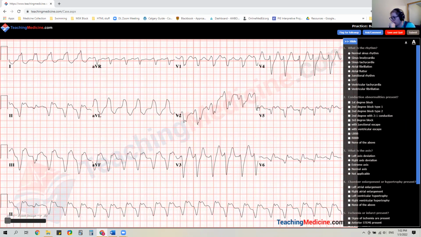So there's a QRS, QRS, QRS, and so on. So this QRS is down going, so it's negative in lead 1. This was a QRS. And this QRS is down going, so it's negative in lead AVF, so it's an extreme axis.